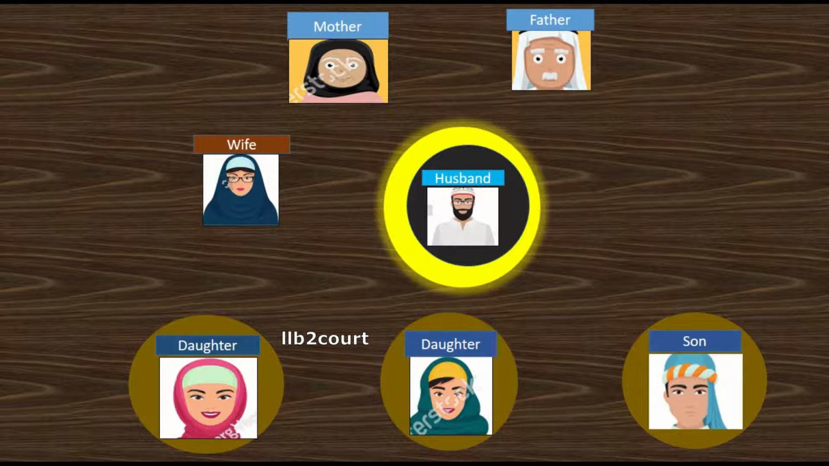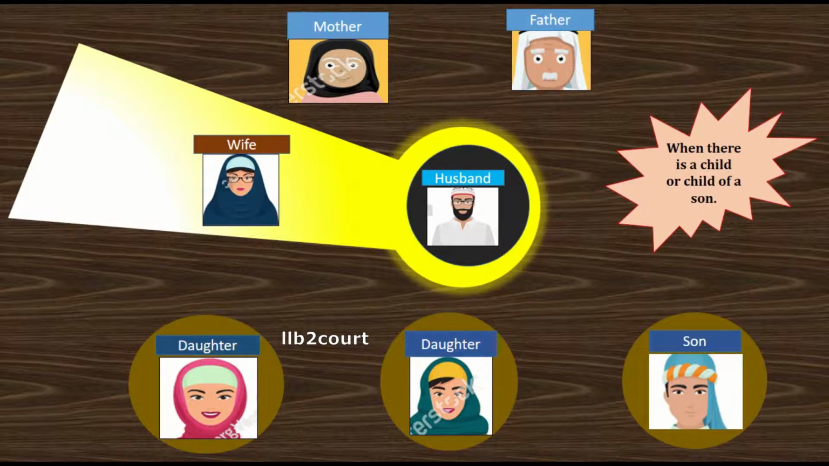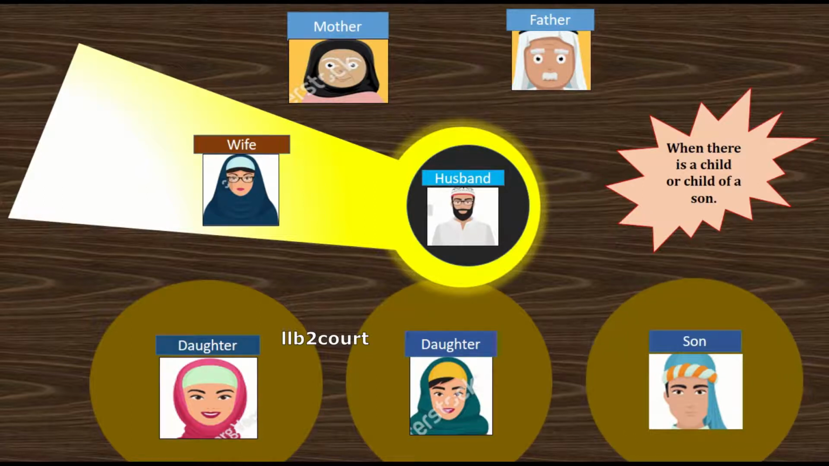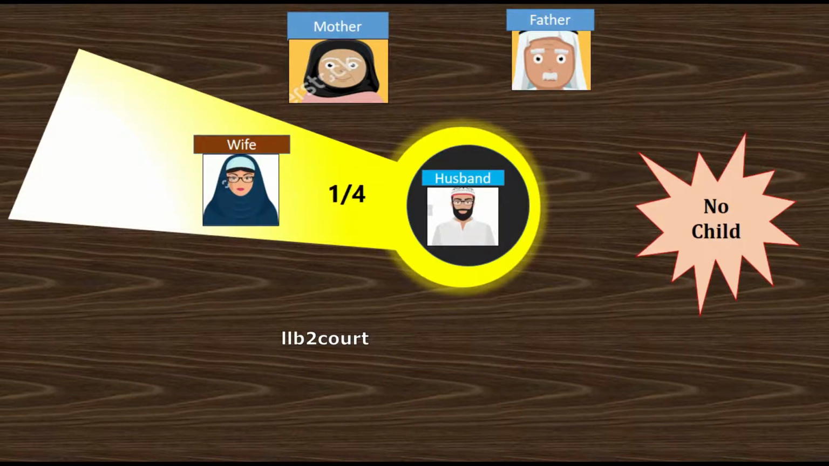In this picture, the husband is the one who died. Let's see who is the first sharer. The wife is the first sharer, with the condition that there is a child or child of a son. So if the person who died intestate is survived by children, or if his son has children, in that case. Here he is survived by 2 daughters and 1 son, so he has children. So the wife is going to get 1/8. If there are no children, then the wife gets 1/4, that is doubling the share. 1/8 if there are children, 1/4 if there are no children.